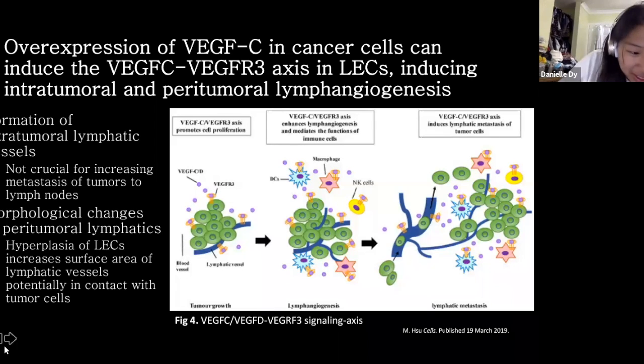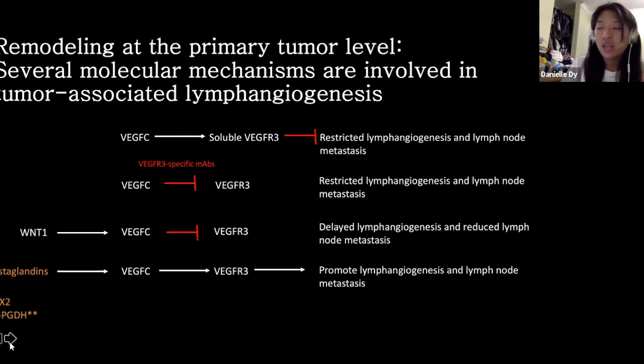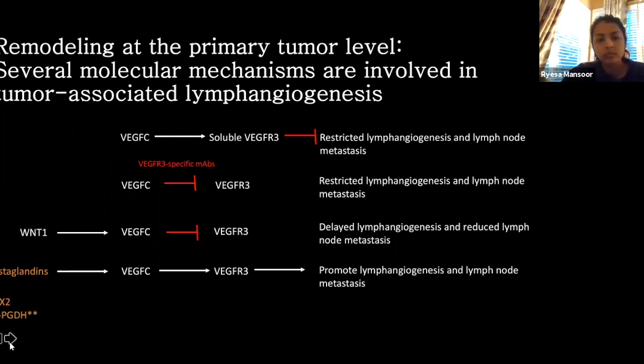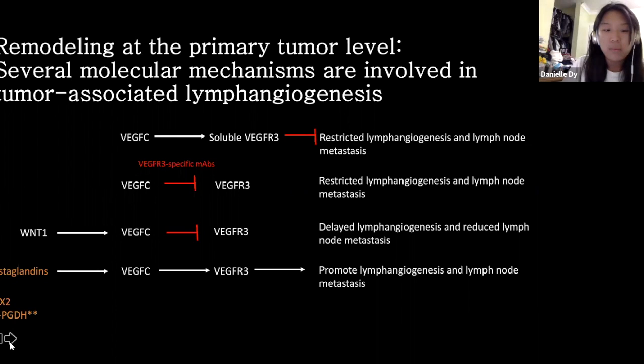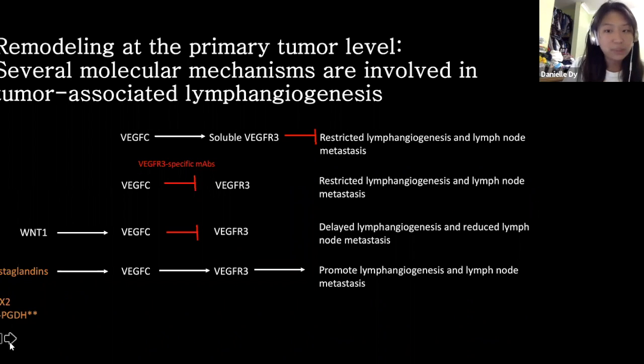Where's the click? Okay, cool. So a lot of studies were conducted essentially that looked at the remodeling of these lymphatic vessels at the primary tumor level by essentially studying this axis between VEGF-C, VEGF-D, but in this case, we're going to talk about VEGF-C and VEGFR3 again, so ligand and receptor.